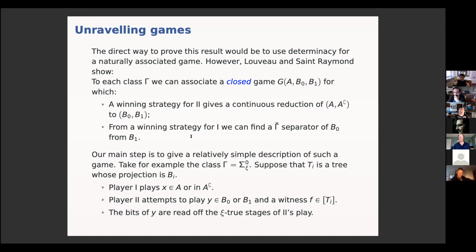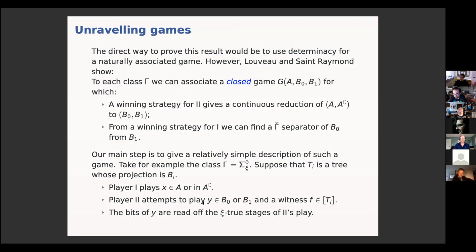But the general idea is that instead of just playing reals in A and B0, B1, player one plays a real X, which will have to be in A or its complement. And then player 2 attempts to play a real Y in either B0 or B1, and also a witness to membership in the sigma 1, 1 set. But you're playing bits, and the final thing that you're reading is not all the bits that you played, because as player 2 is playing, he's trying to guess, given the very finite pieces of X that he has seen, whether X is in A or in A complement. And if A is, say, sigma psi, it needs psi many jumps to do that.